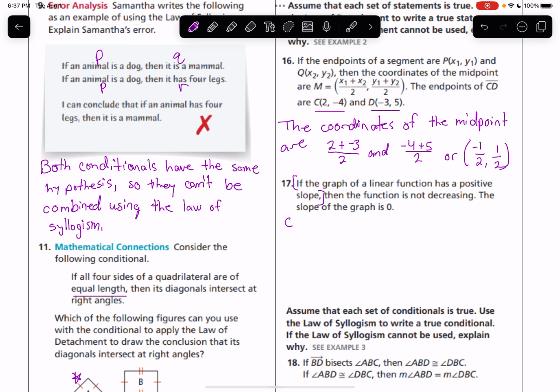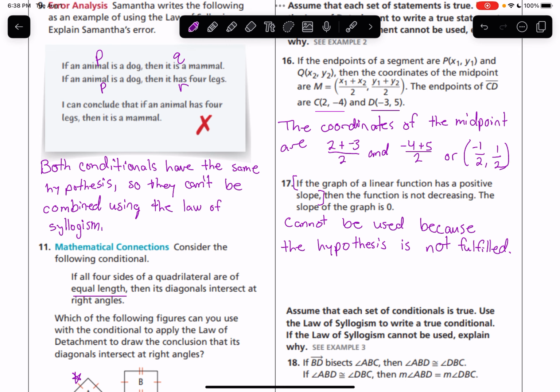So it cannot be used because, always make sure you're giving an explanation, because the hypothesis is not true, it's not fulfilled.